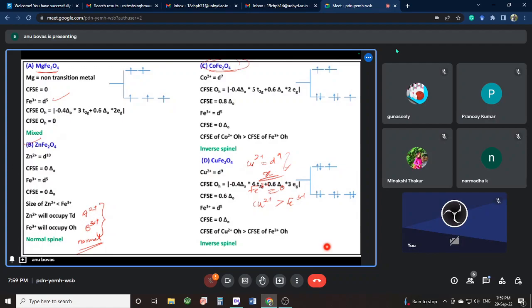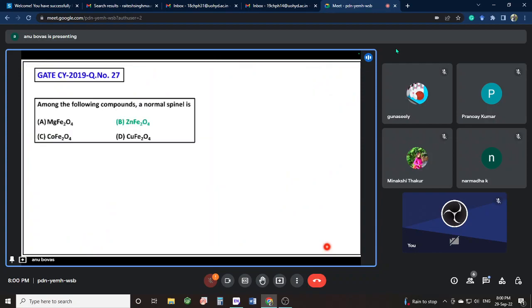So there is no need of even calculation, because calculation needs time. If you are able to know by looking at this itself that it is an inverse spinel, then you will have some extra time in your hands. It will help you in writing the GATE exam, because normally in competitive exams, the problem is everybody knows the answer, but in the time limit, they are not able to answer completely. So in such questions, you should know the trick.